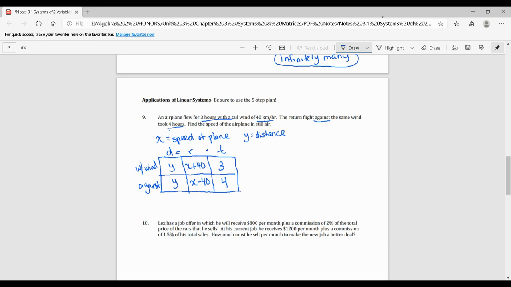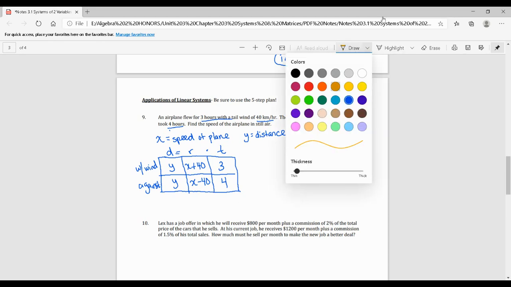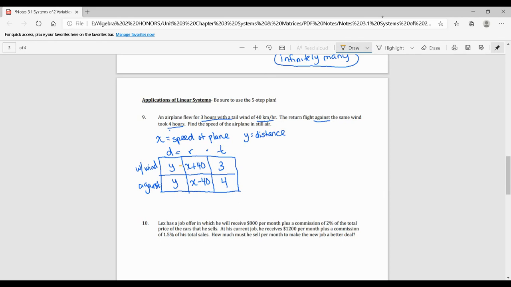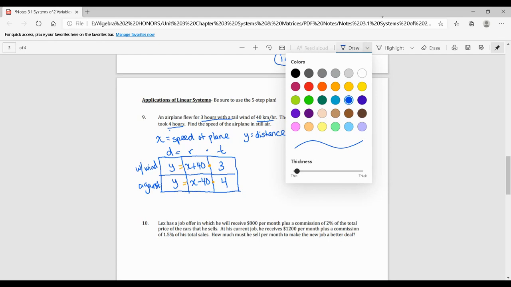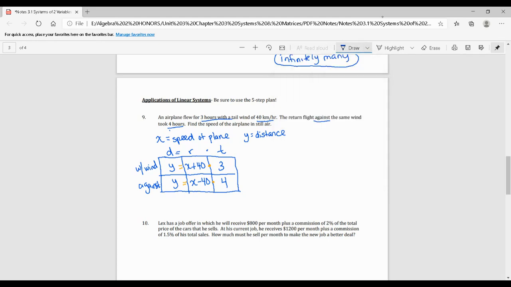Now what we have, believe it or not, is 2 equations. Recall, distance equals rate times time. So I can have one equation that is y equals x plus 40 times 3, and y equals x minus 40 times 4. So let's do that. Now we defined our variables, put our information. Now we need to write those equations. So y equals 3 times x plus 40, and our other equation is y equals 4 times x minus 40.